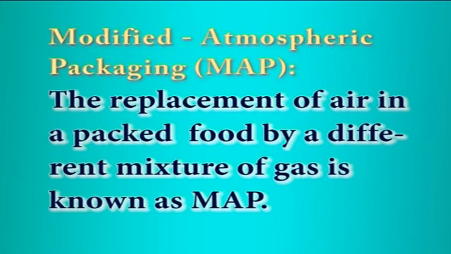Modified atmosphere packaging, or MAP. The replacement of air in a packed food by a different mixture of gas is known as MAP. The proportion of each gas is fixed when the mixture is introduced during food packing. The ability of modified atmosphere packaging to extend the shelf life of food has been recognized for many years. There are several techniques by which the atmosphere surrounding a product can be modified.